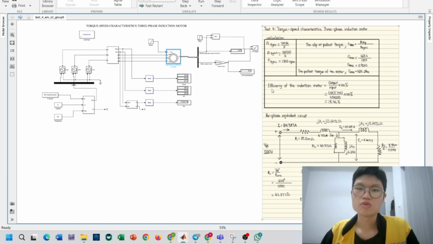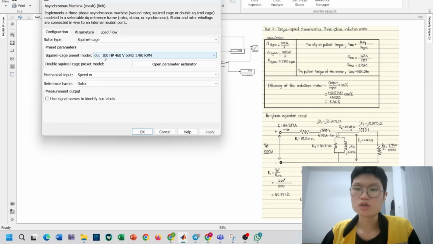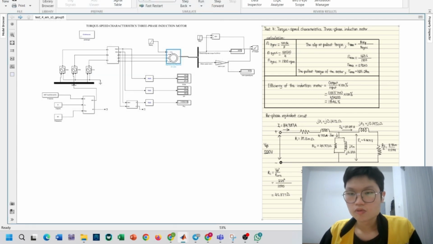And after that, we need to find the efficiency of the induction motor. For the output, we have to convert into watts, so we have to multiply 746 times 100 HP. It will convert to watts, divided by our P in. Our P in is 404 and the efficiency is 18.446%.